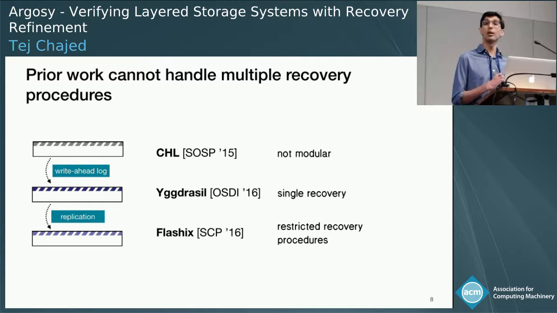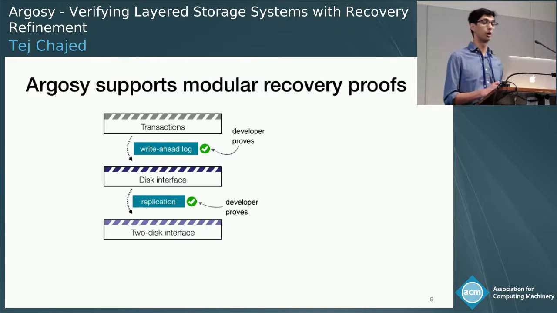And in fact, prior work cannot handle this situation. In Crash Hoare Logic, there's no way to move from a proof about one recovery procedure to a proof about another. In Yggdrasil, there's an assumption of a single global recovery procedure. And FlashIX places some restrictions on recovery procedures to support composition that actually disallow both of these recovery procedures in this example. This is where Argosy comes in.